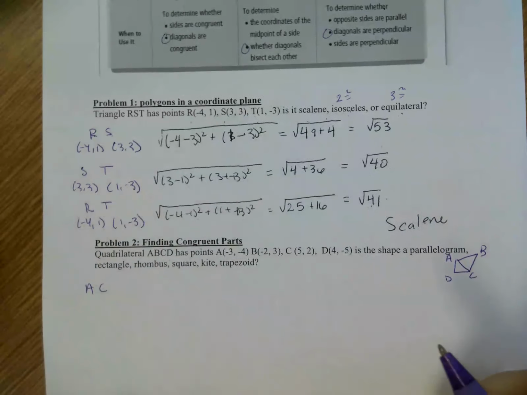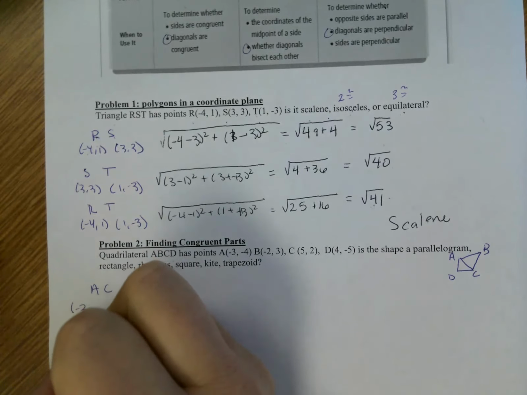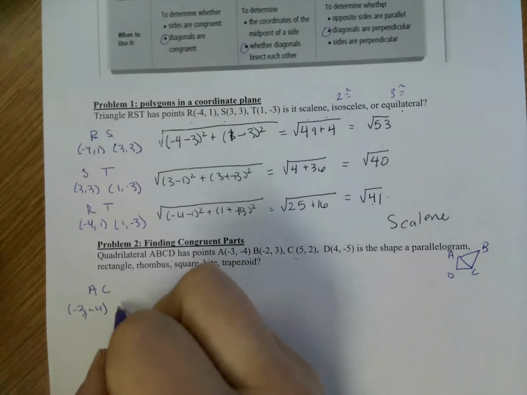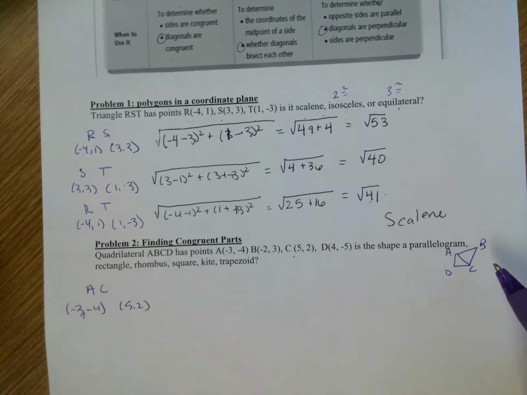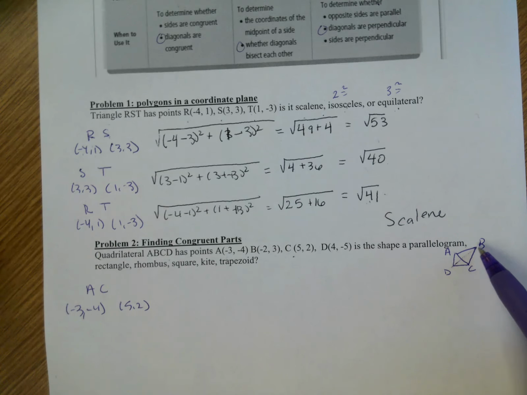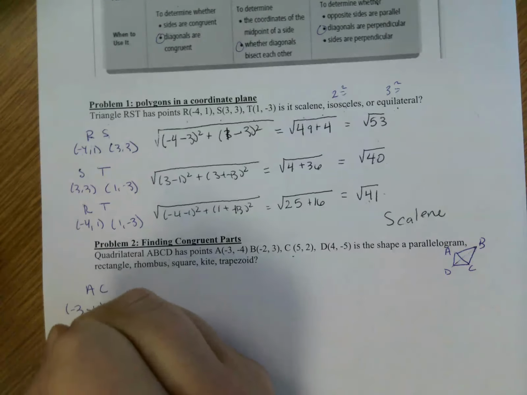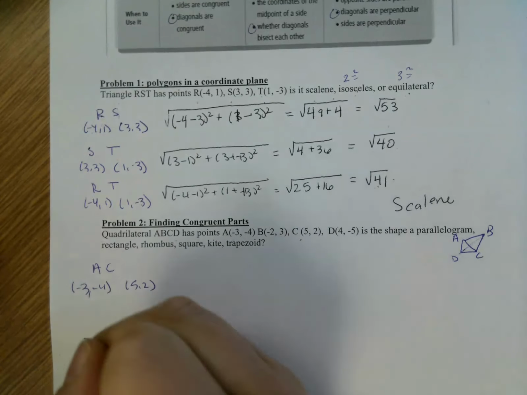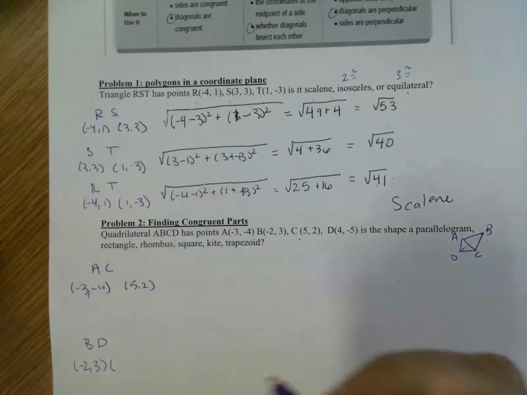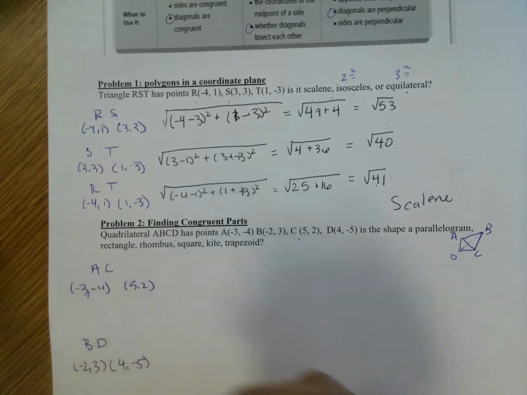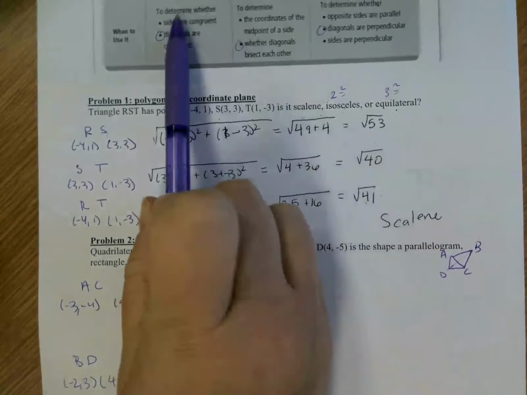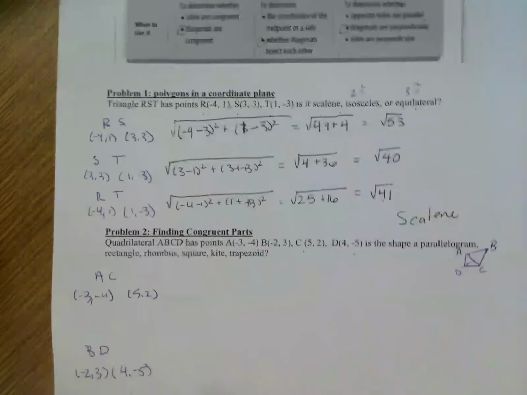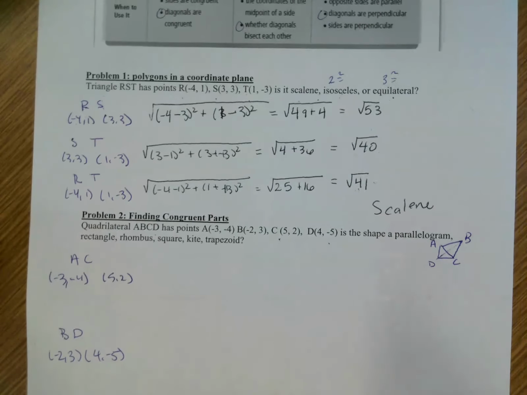So I'm going to write down AC. My point for A is -3, -4, and my point for C is 5, 2. Now I'm going to look at BD, my other diagonal. Again, this is just trying to make sure that I'm staying nice and organized. And then D is 4, -5. So we're going to find the distance, the midpoint, and the slope for each one of these two lines. First we're going to find the distance of AC.